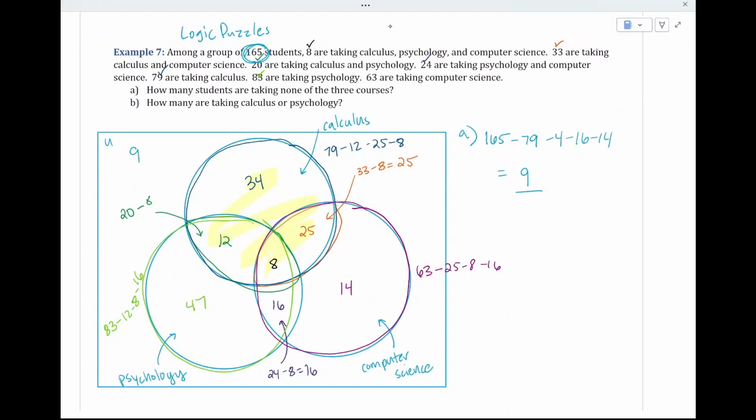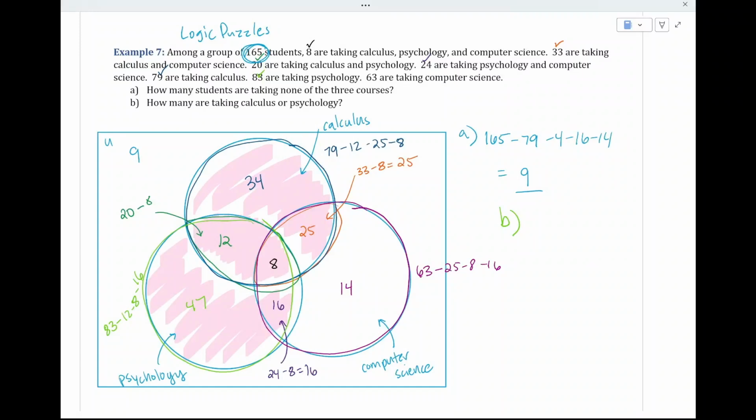And in part B, I want to know how many students are taking calculus or psychology. So that would be calculus or psychology. Are these 2, or just calculus, or just psychology. So calculus or psychology is all 3 of these pieces added together, in calculus or psychology or both. So I'm going to add up all those.